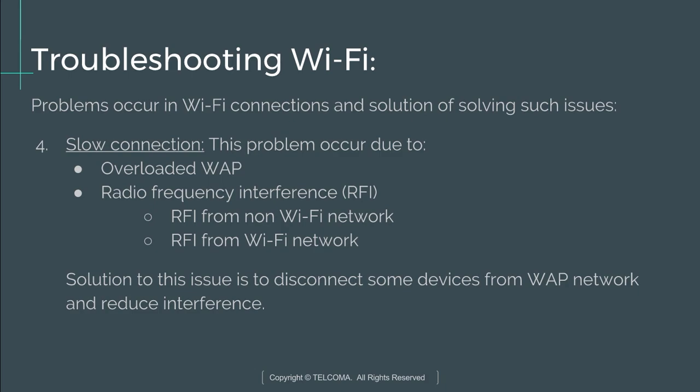And next is radio frequency interference, that is RFI. RFI may come from non-Wi-Fi networks or also from Wi-Fi networks. The non-Wi-Fi sources are things like refrigerators and microwave ovens, from where we get radio frequency interference, and the Wi-Fi sources are other wireless networks from where we are getting the interference. So the solutions to this issue are to disconnect some of the devices and also to reduce the interference.